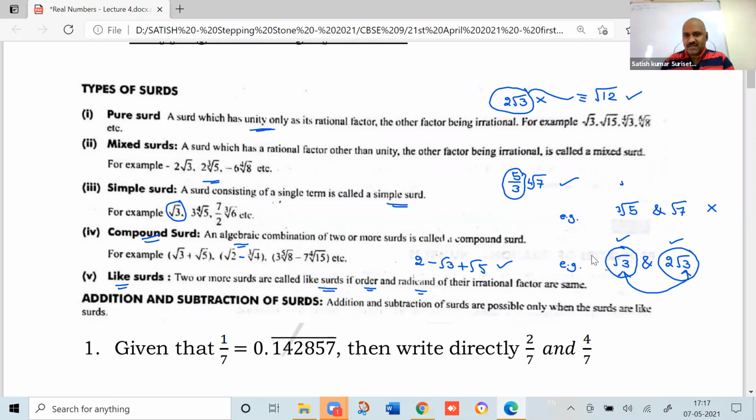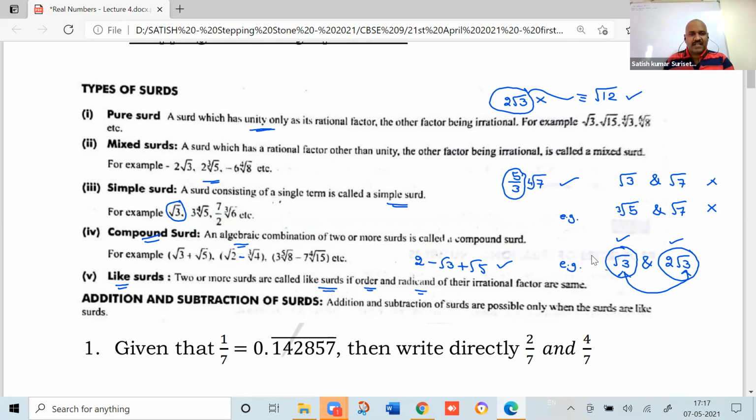Now, what about this? Root 3 and root 7. Are they like surds or not? No, sir. Why? Because the radicands are different. Good. So the order is the same, but the radicands are different, so they are not like surds.